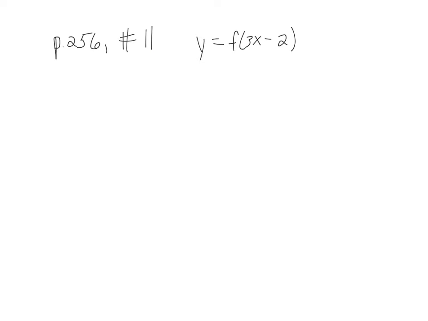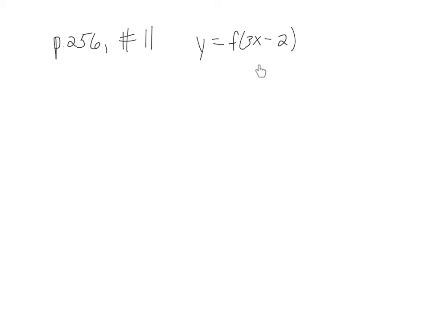So the instructions say that we need to describe this function f as the result of first applying a stretch or compression and then applying a shift. Well, the problem is if you look at the way it's structured right now, remember we don't actually follow the order of operations. It looks like it might be a horizontal compression by a factor of 3, and then we shift right 2.